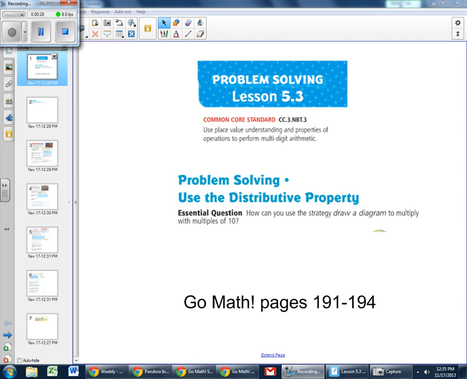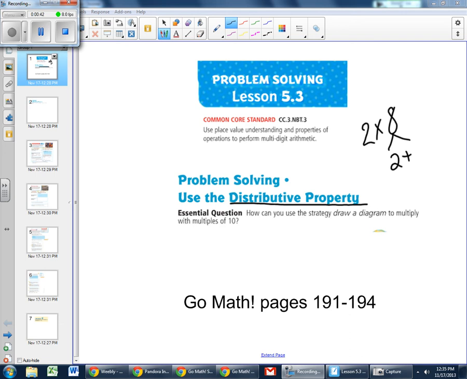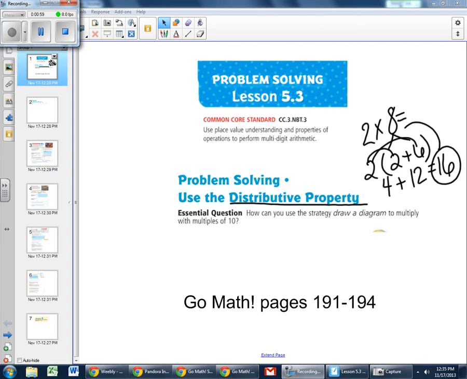We're going to use the distributive property. Remember, that is the one where you can break apart numbers. So the multiple each added by the number, and then you add the product. We used the example 2 times 8 earlier, breaking apart 8 to be 2 plus 6, and multiplying that times 2. So you have 2 times 2 and 2 times 6, which gives you 16, which is the answer to 2 times 8. Kind of an easy example, but it is still the distributive property. You're distributing those numbers apart. Okay? For this lesson, you're going to complete your pages 191 through 194 with this recording.